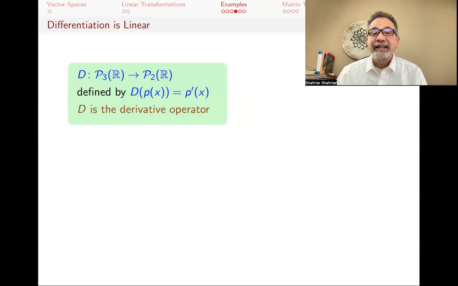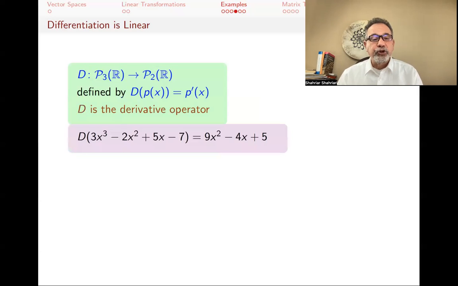Now, I claim that this is a linear transformation. Not only that, the things we need to prove are things that you've already seen. As an example of what this is, d of a polynomial of degree 3, 3x cubed minus 2x squared plus 5x minus 7, is its derivative, 9x squared minus 4x plus 5, and that's a polynomial of degree 2. So this function takes a polynomial and gives me another one of lower degree.